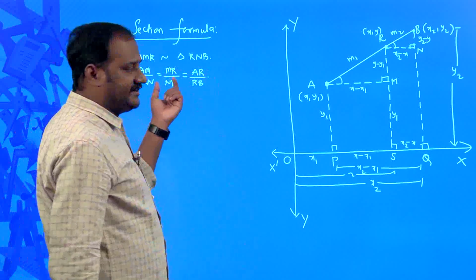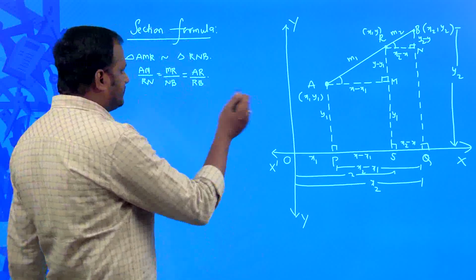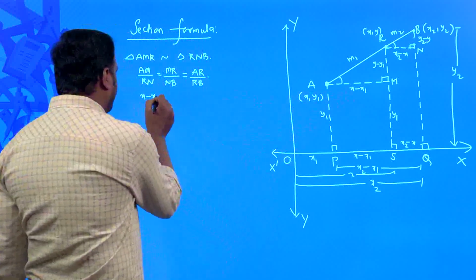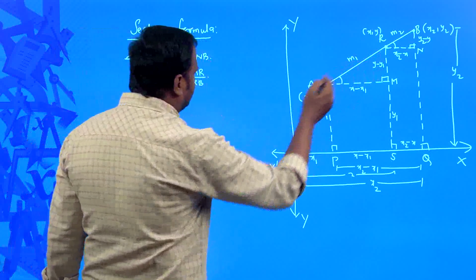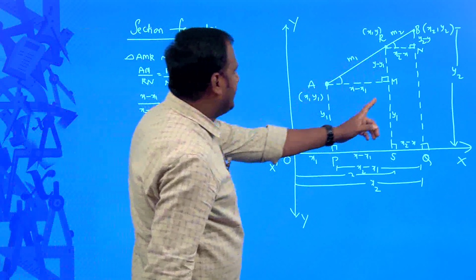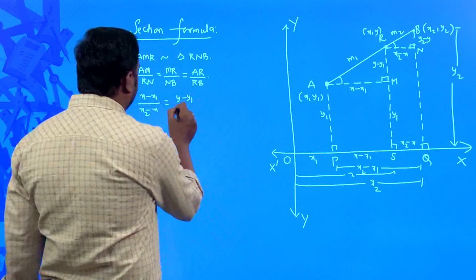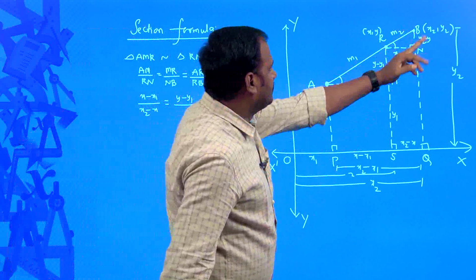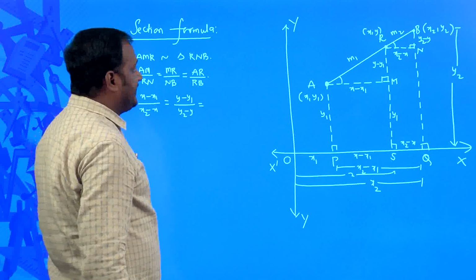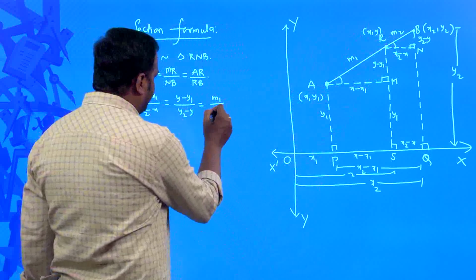So, first side by first side is equal to second side by second side, which is also equal to third side by third side. If you substitute the values here, AM over RN is going to be (x minus x1) divided by (x2 minus x), which is equal to MR over NB, which is (y minus y1) divided by (y2 minus y), which is equal to AR by RB. AR is equal to M1, RB is equal to M2. So, which is equal to M1 divided by M2.